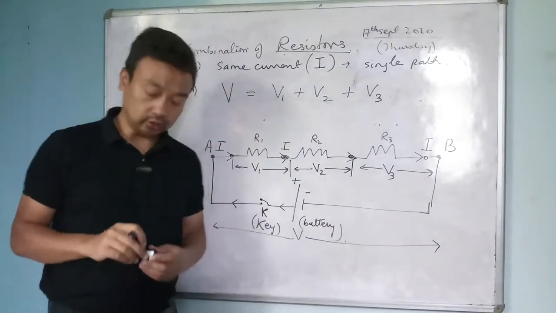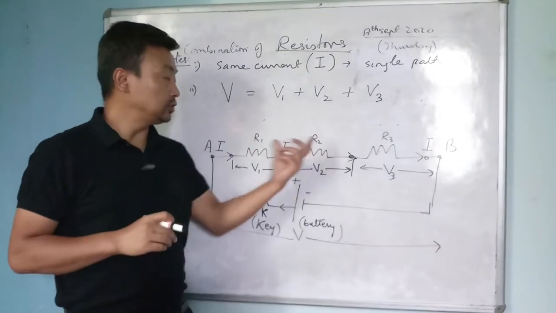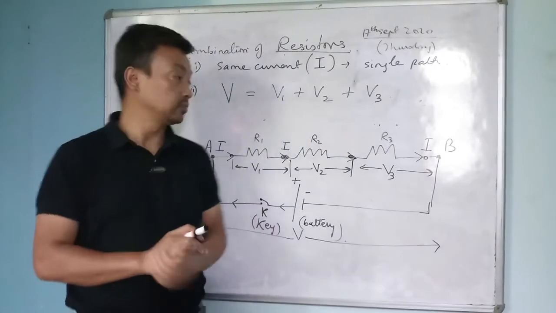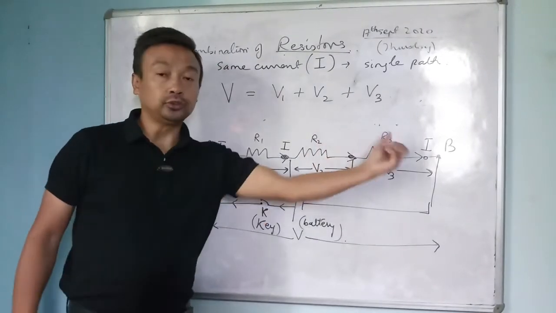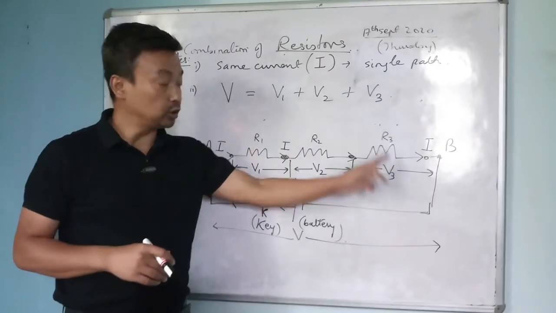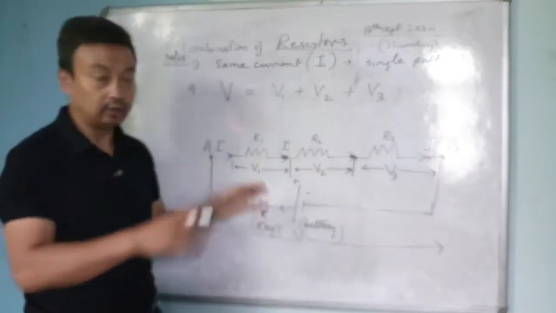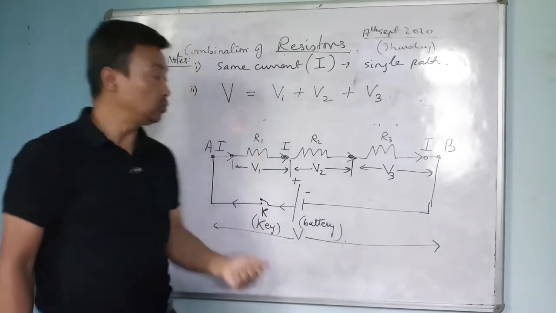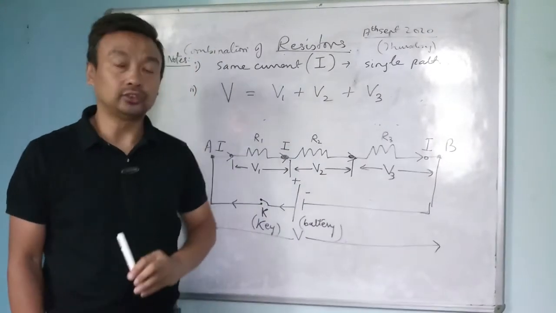So in the series combination, the key points that you have to keep in mind: first, the resistors are connected or joined one after the other, like the bogies of a train in a straight line. Second, the same current flows through each resistor. And third, V, the potential difference of this cell or the entire circuit, will be equal to the sum of the potential differences of the individual resistances.